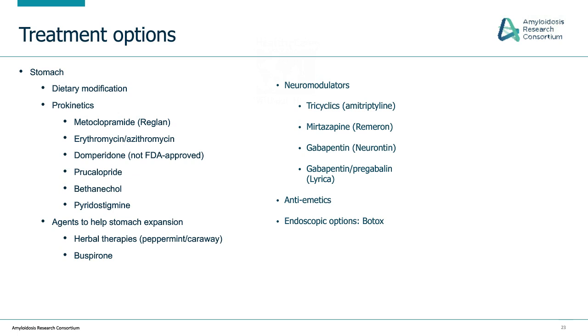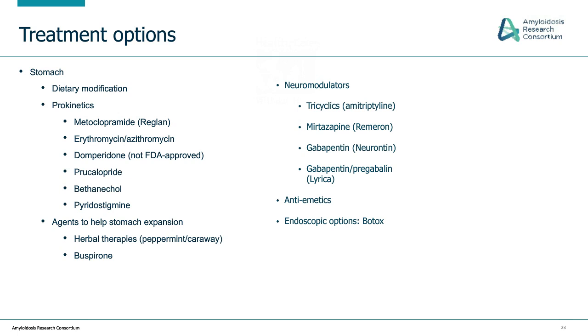Domperidone is not FDA approved, but you can obtain it with an application from the FDA, and so a lot of more specialty sites will have access to use that via the FDA's research site. It is legal. So while it's not FDA approved, it is something that can be prescribed here in the States, and that may increase stomach emptying without quite as much of the adverse effects of Reglan.